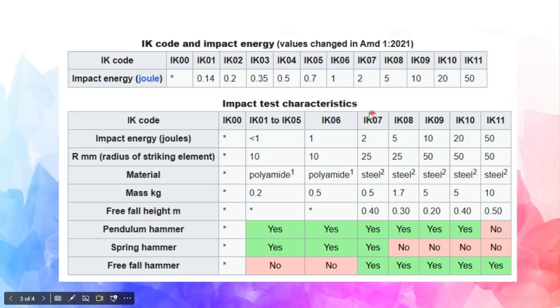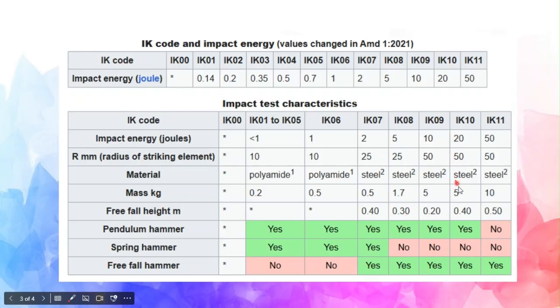Now, let us understand how these impacts are created. For example, let us take IK08. The mass is 1.7 kg, which will free fall onto the item from a height of 0.3 meter. After this, there will be no damage to that equipment. If that happens, then it is IK08 test certified equipment or enclosure.